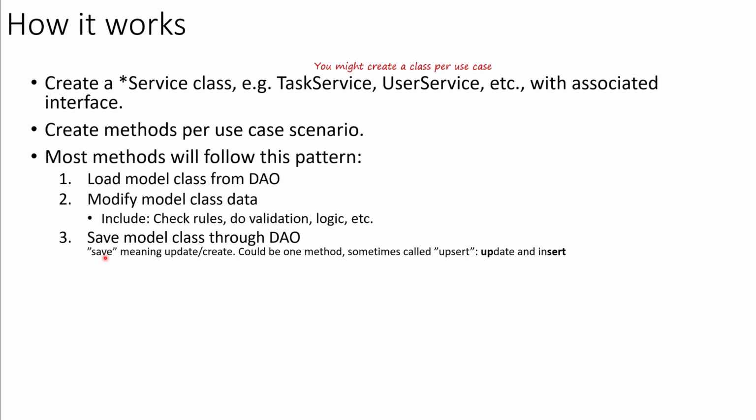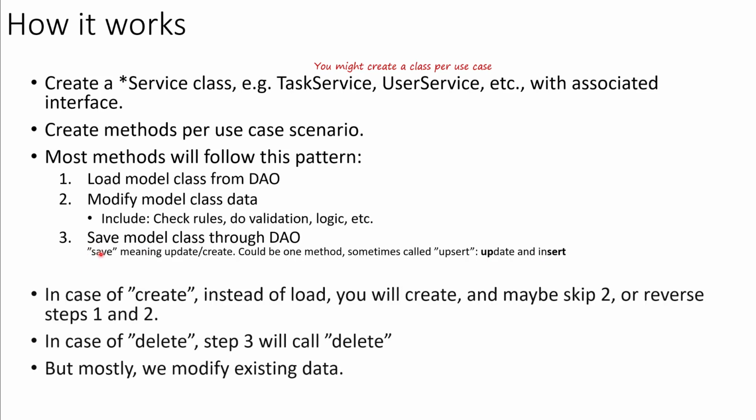So in this case, save might be update or create. You could have one method. Sometimes that's called upsert, because we combine update and insert. Or maybe you just have an update method, whatever you need. But you can combine the create and update into one method called save. It doesn't matter. So that's for modifying existing data.